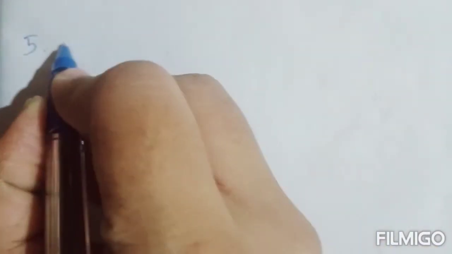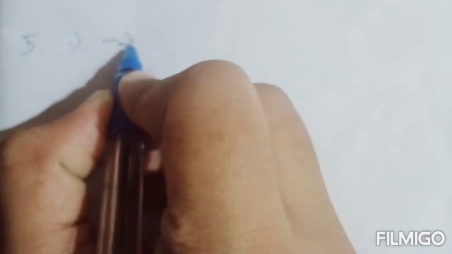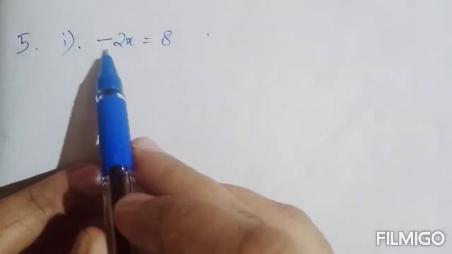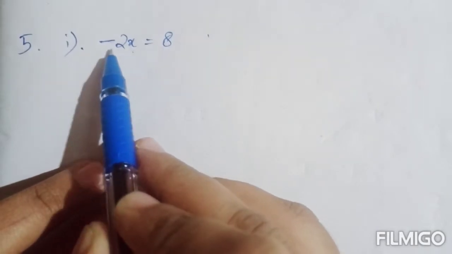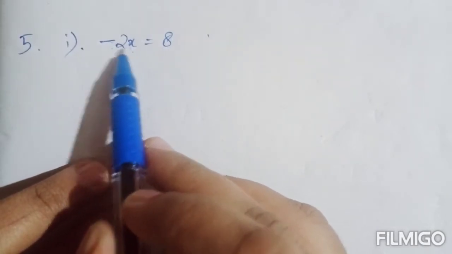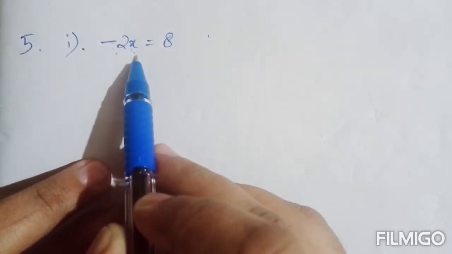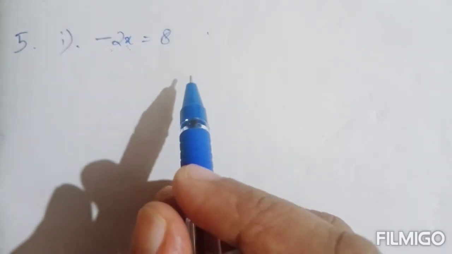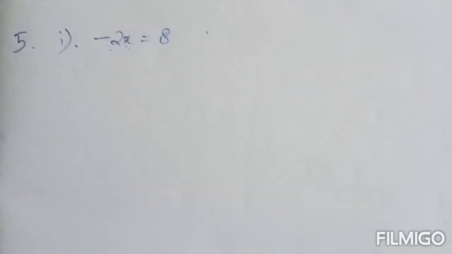Next question number 5, solve. In that first one, minus 2x equal to 8. So here minus 2x, that means minus 2 into x. Multiplication is coming. So if multiplication comes, means what you have to do? You have to divide one number on both sides of the equation.